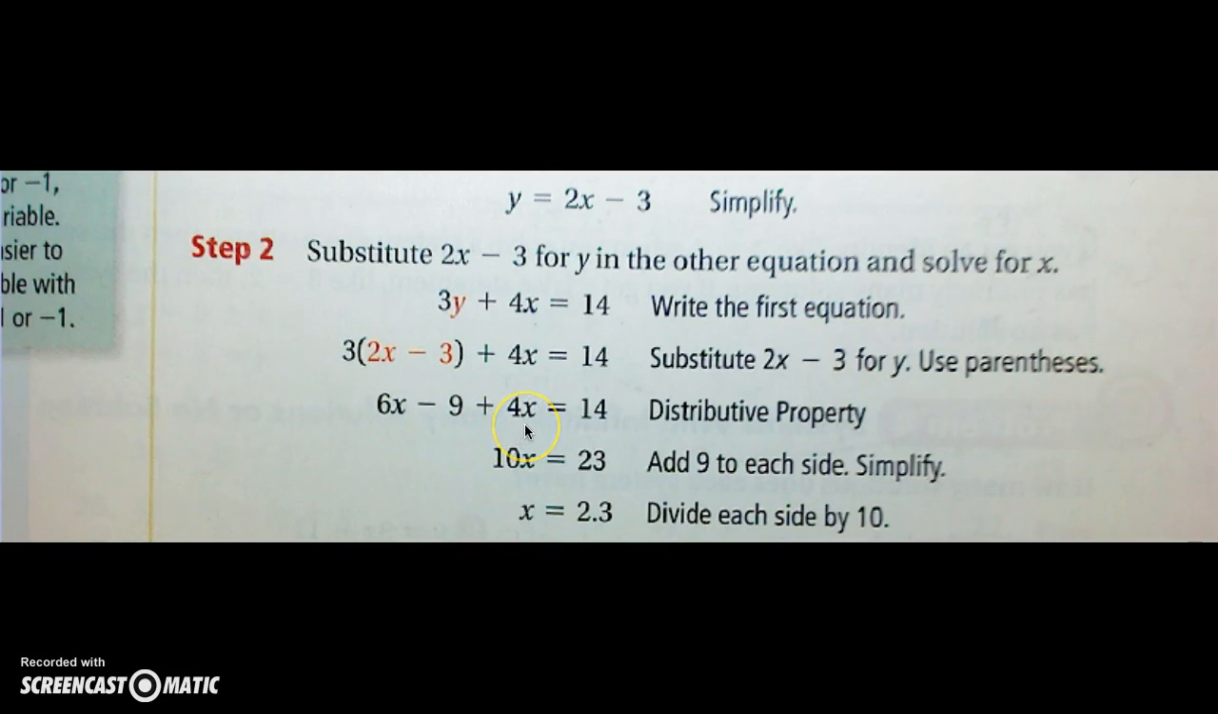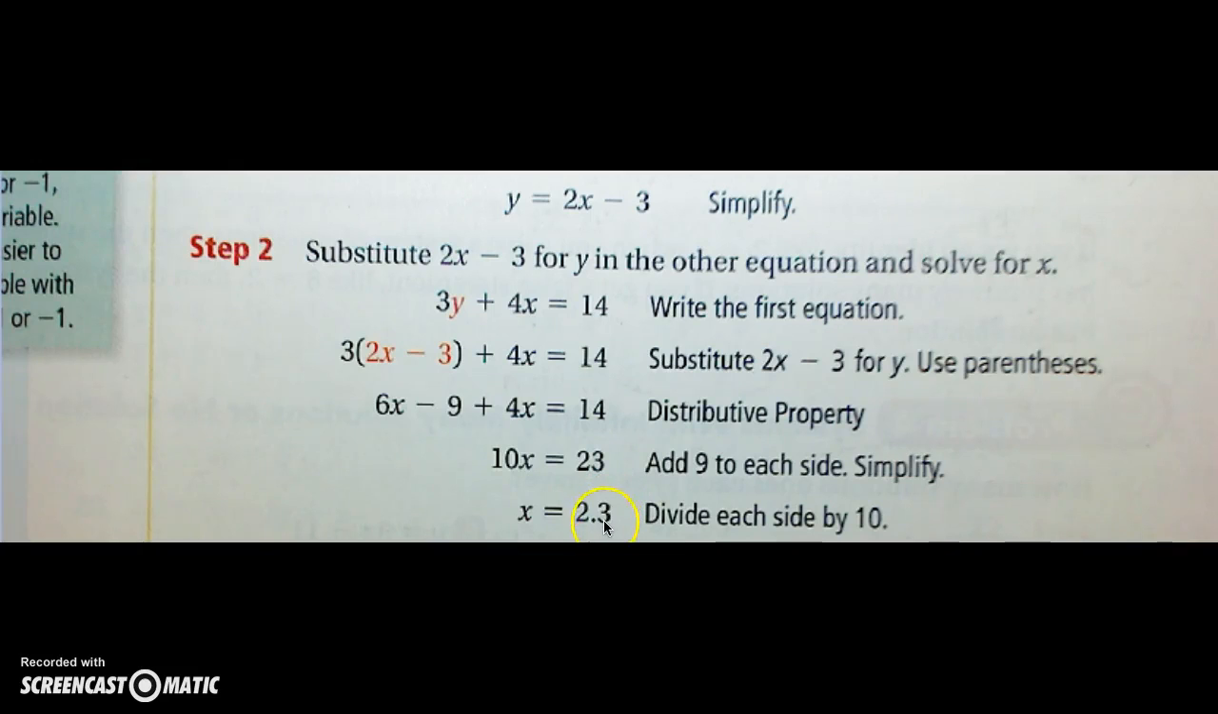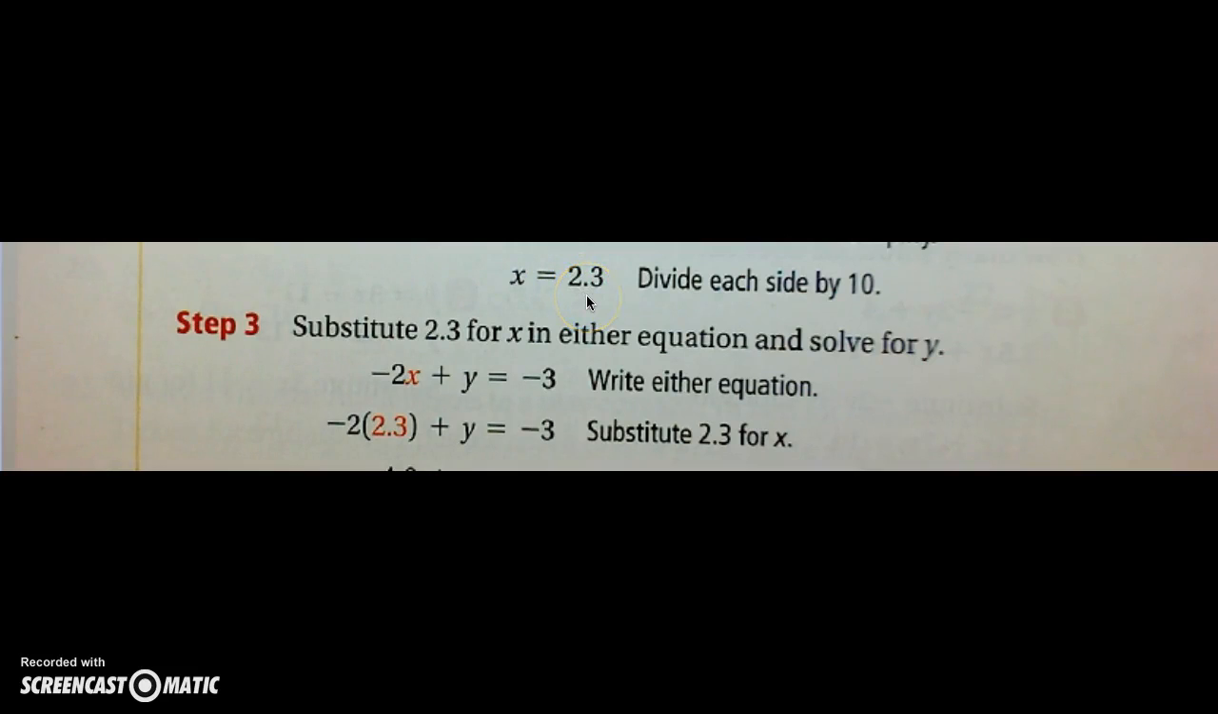Now we combine our like terms and get 10x, but we need to get rid of this negative 9. So we add 9 to both sides and get 23. We divide by 10, and so x is 2.3. Now that we know our x, we need to find what our y is. So x is 2 3/10. I take my other equation, take out this x and substitute in the 2 3/10, and then solve it for y.